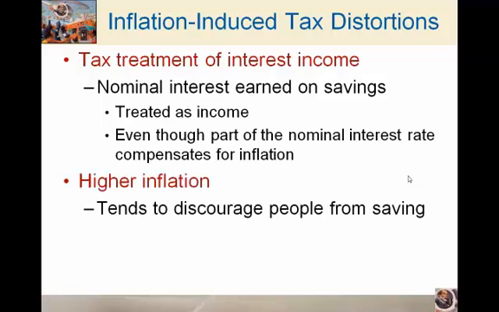Here we talk about the tax treatment of interest income. And once again, what are we taxed on? We're taxed on the nominal interest that we earn on savings. So even though part of the nominal interest rate compensates for inflation, we're still going to be taxed on that income. And if that income is increased because nominal interest rates go up, then we're going to have to owe more taxes on that. So that tends to discourage people from saving. I think I already explained that, but in any case, here we go again.